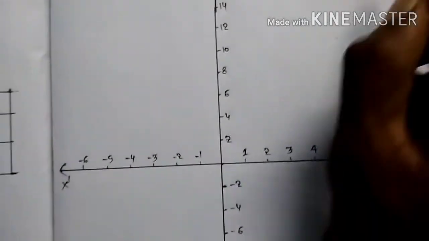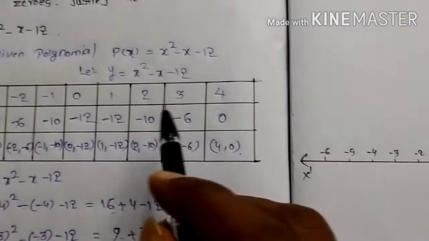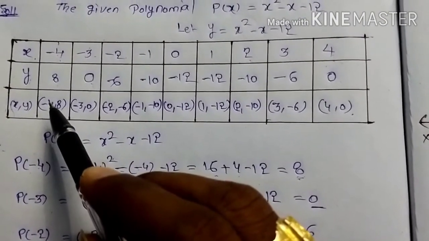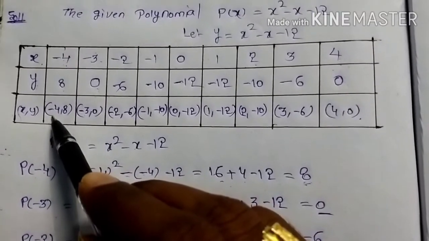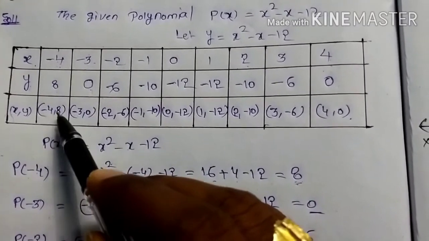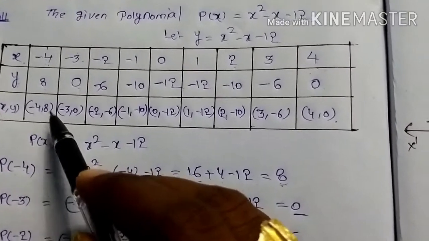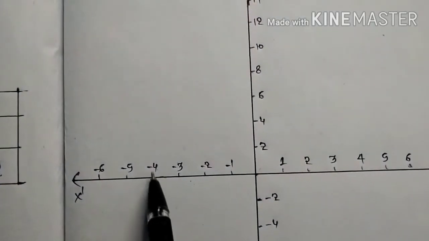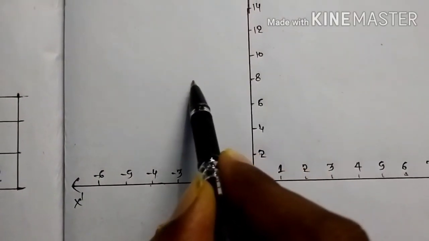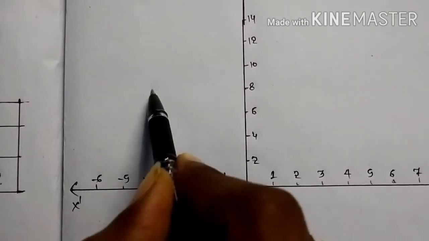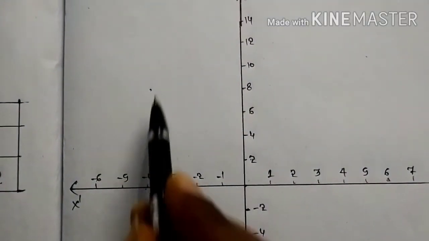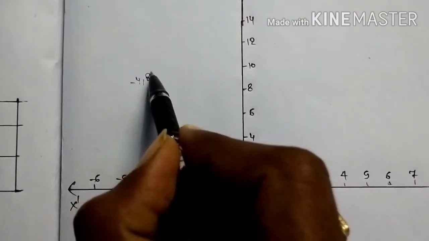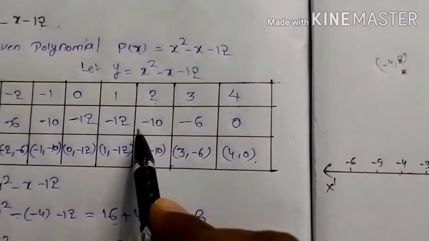Now you can see here, how can you plot the points? What is the first point? We have to look at the points on the graph. See, -4 comma 8: -4 on x-axis, 8 on y-axis. That means here -4 comma 8, you can see here, this is -4. Now see 8, that means you can see here on the graph sheet. Yes or no? You can write here -4 comma 8.